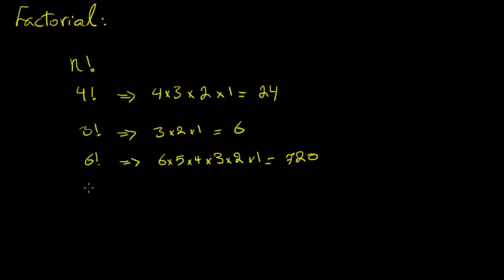What about 7 factorial? 7 factorial means 7 times 6 times 5 times 4 times 3 times 2 times 1, and it equals 5040. What about 0 factorial? For some reason, 0 factorial is defined to be equal to 1, not 0. So we write it as 1.